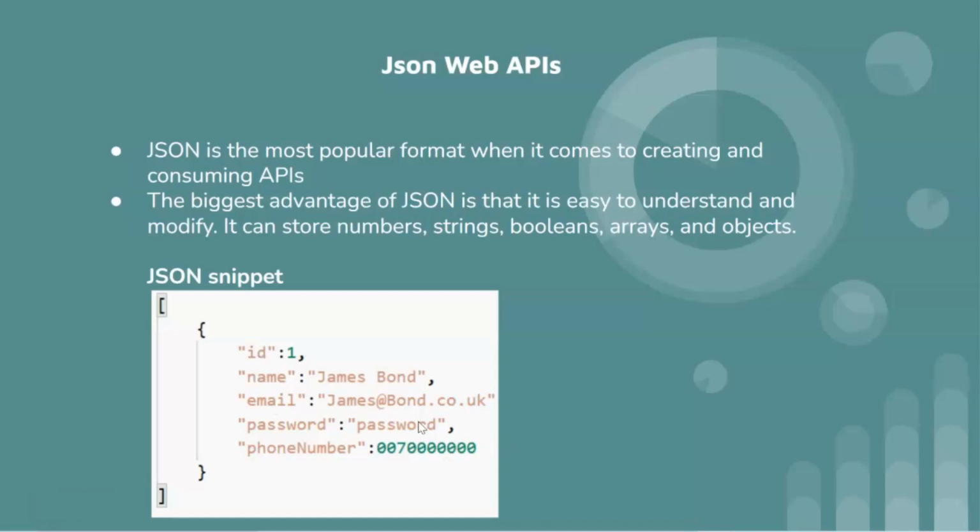This is a snippet of the JSON. The square bracket indicates a list or array. The curly brackets represent the JSON object. Inside this object, there are key value pairs of different data types. Like here, it is ID, the value is 1. Name, James Bond. So like this, you can have as many objects as you want.